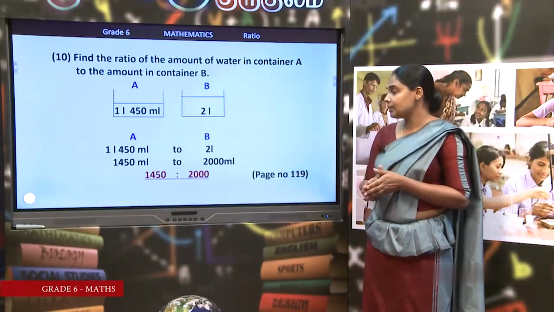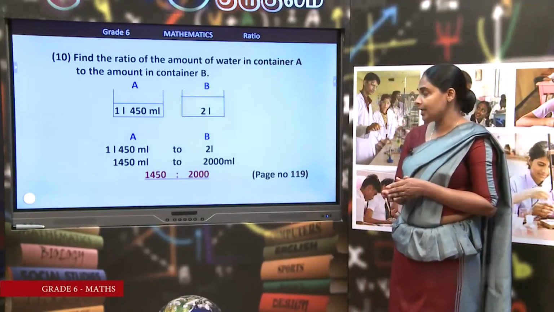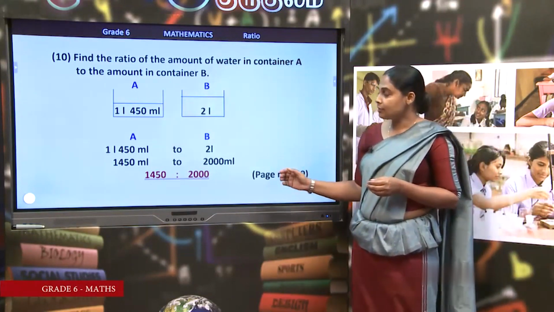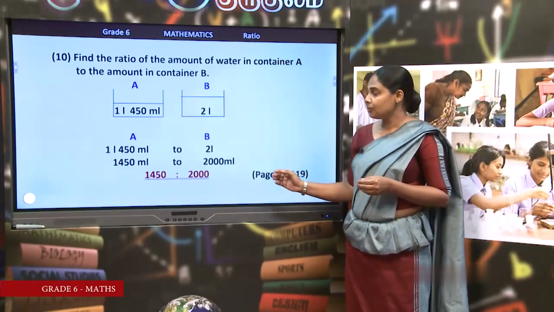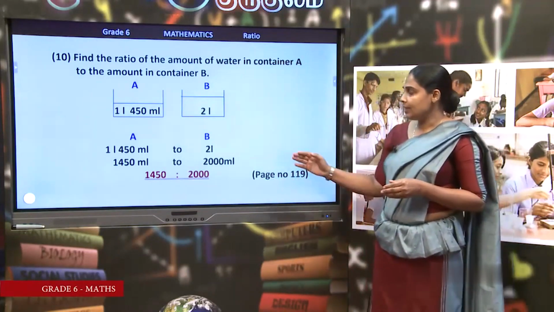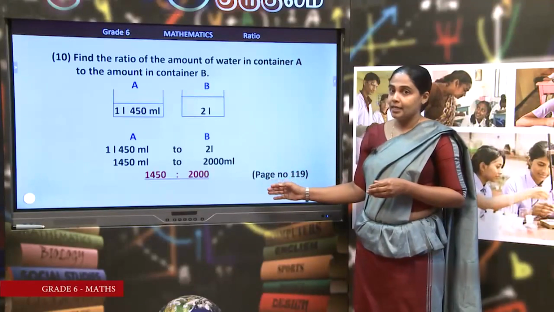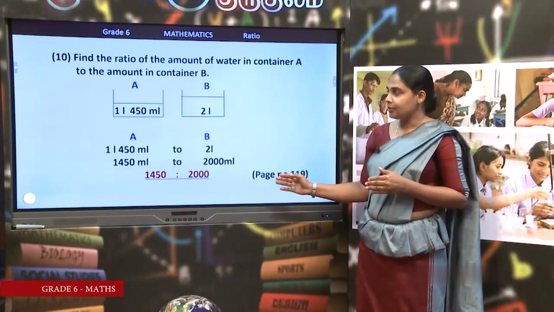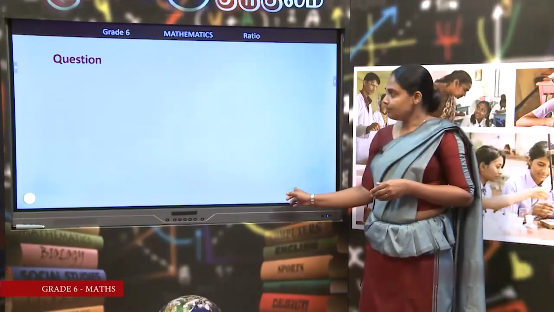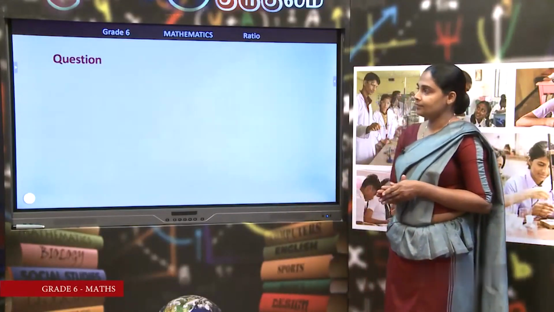It is 1450 and 2000. Then how you can read it: 1450 to 2000. But this answer can be simplified. Let's do that after doing these questions. Okay. Now let's go to another one.